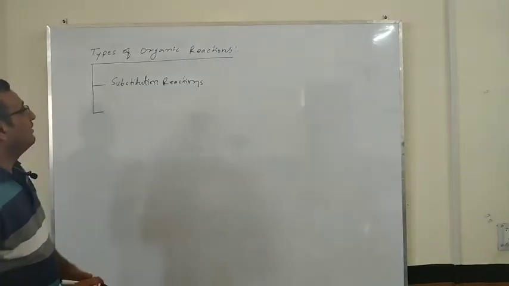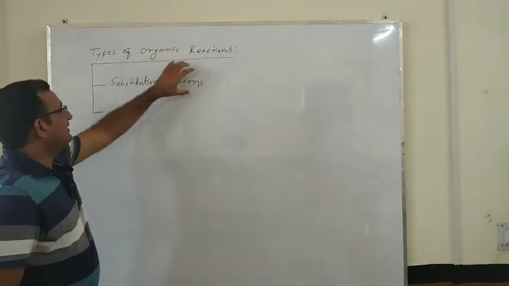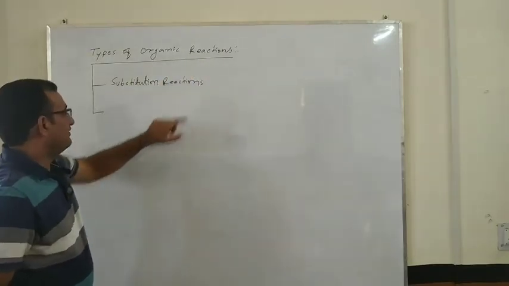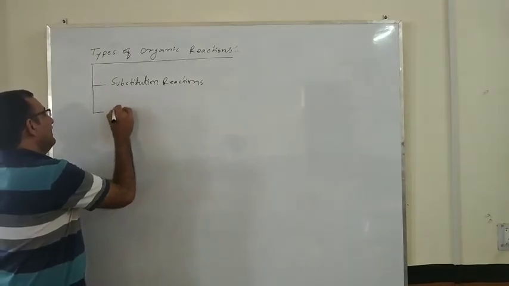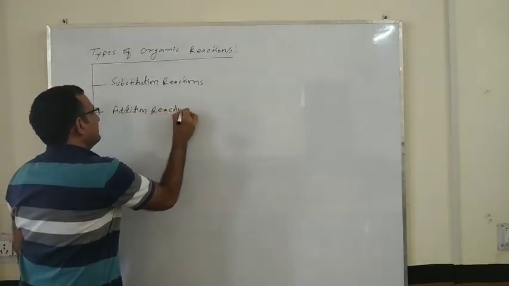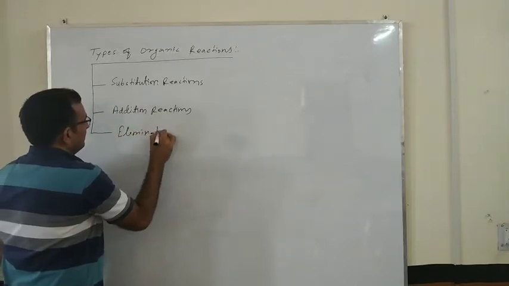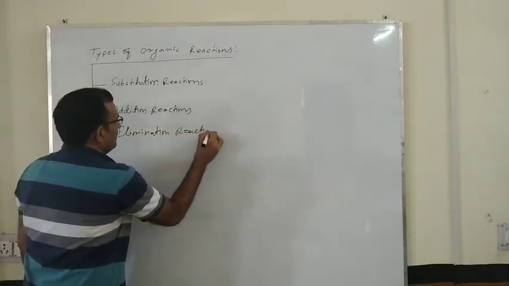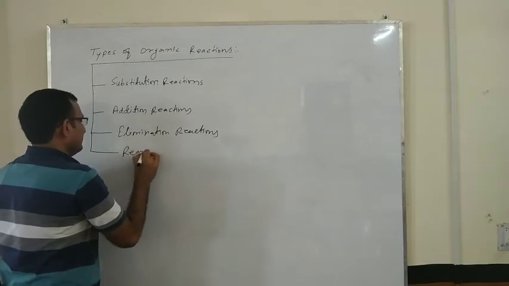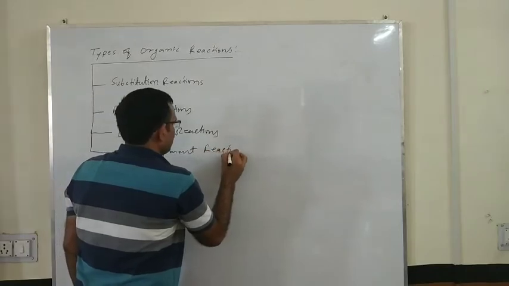Now we study about the organic reactions. Types of organic reactions. Organic reactions are mostly of four types. First is substitution reactions. Second is addition reactions. Third is elimination reactions. Fourth is rearrangement reactions.